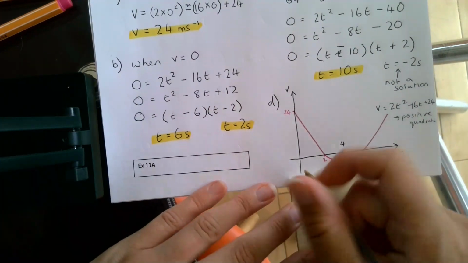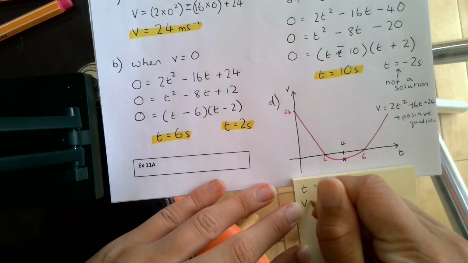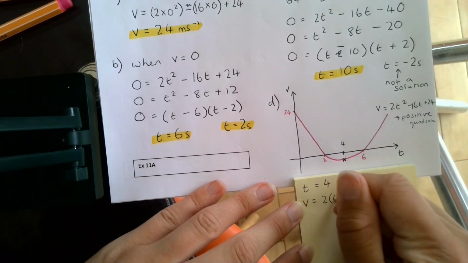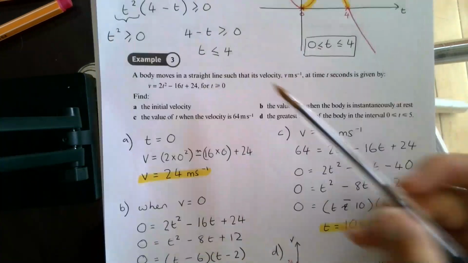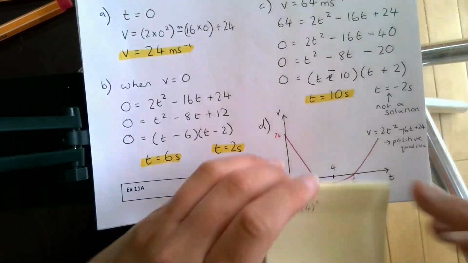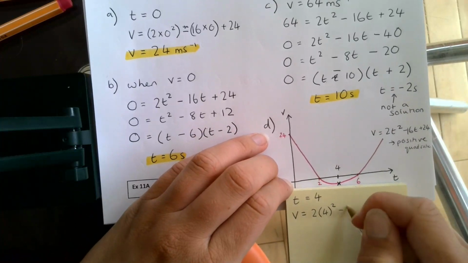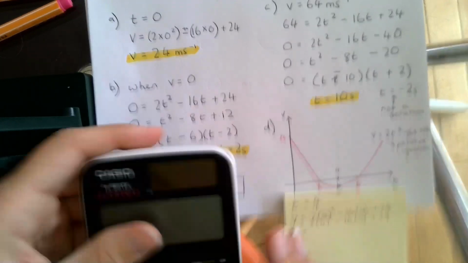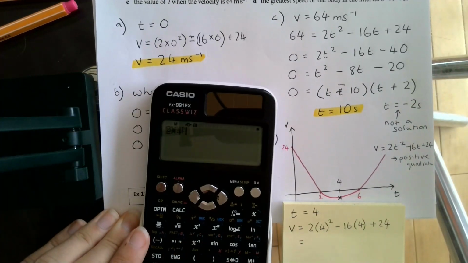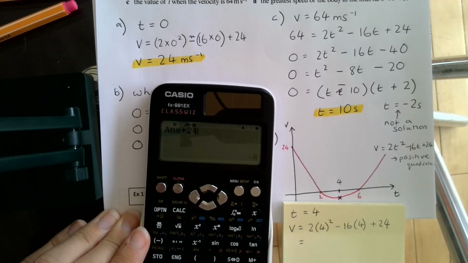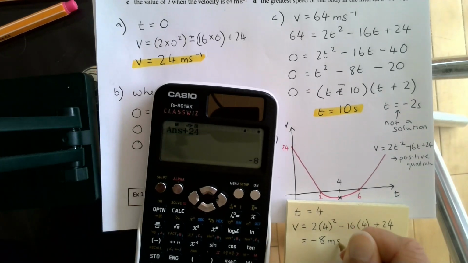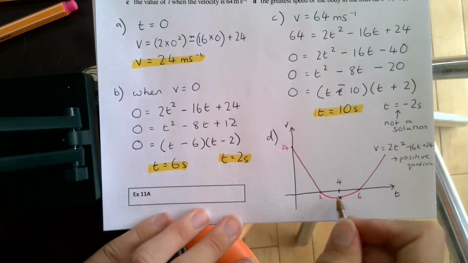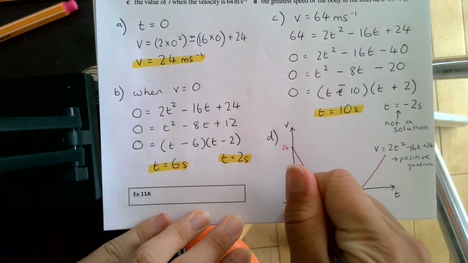So here we go. At t is equal to 4, the velocity is equal to 2 lots of 4 squared. Remember, all I'm doing here is plugging into my formula for velocity. 2 lots of 4 squared minus 16 lots of 4 plus 24. And let's see what I get for that one. And I get the velocity is minus 8 meters per second. So what I'm saying is down here, I get to negative 8.